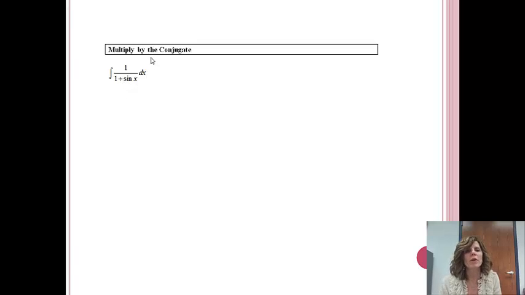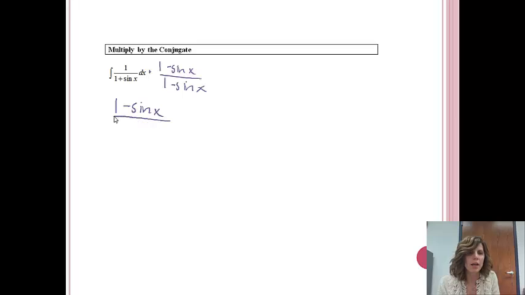So we're going to apply the multiply by the conjugate technique, which is to multiply the numerator and the denominator by the conjugate of the denominator. So the conjugate, if you remember, of 1 plus sine x would be 1 minus sine x. And obviously we have to do that to the top and the bottom so that I'm not really affecting the problem.